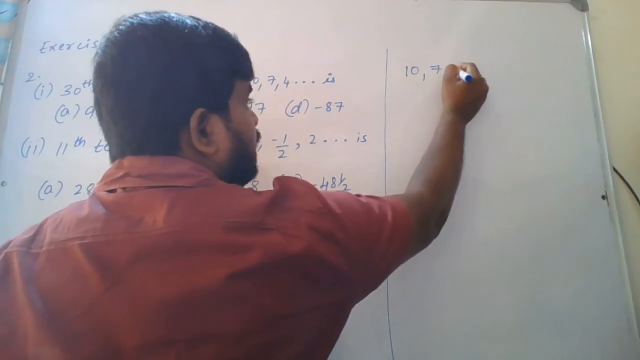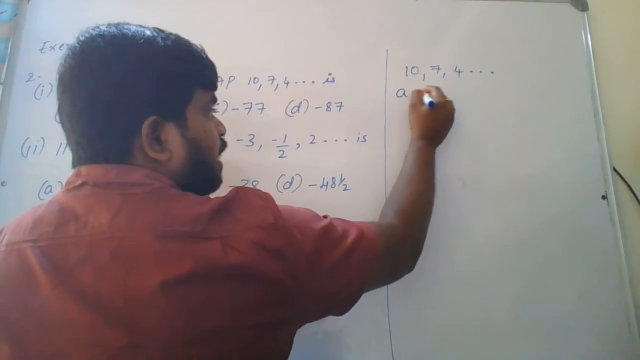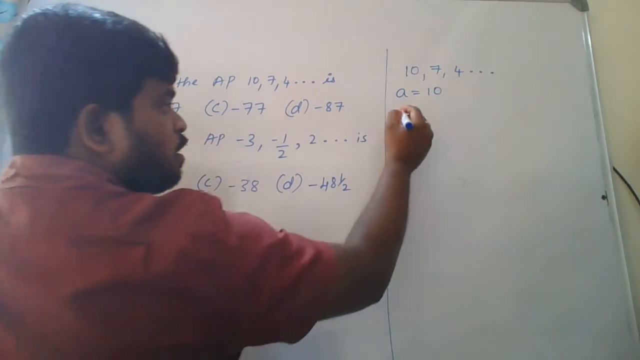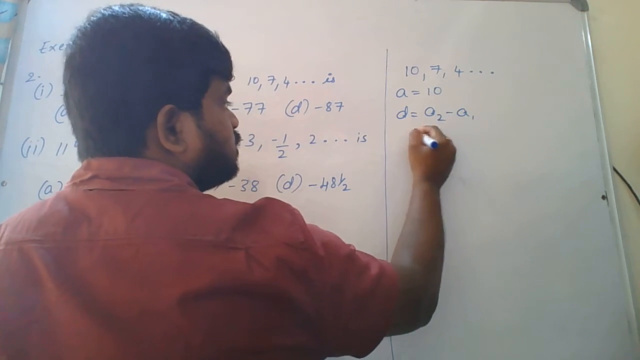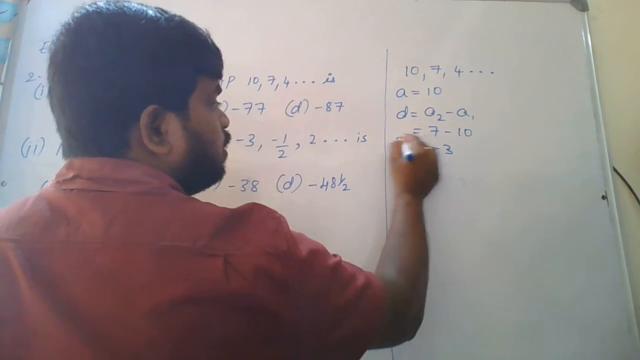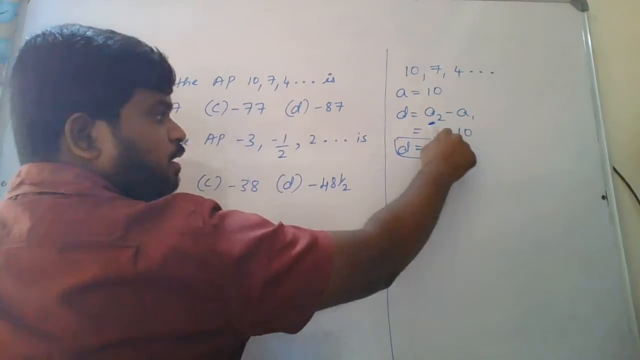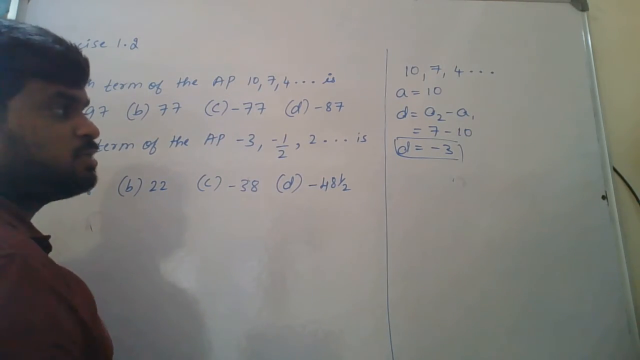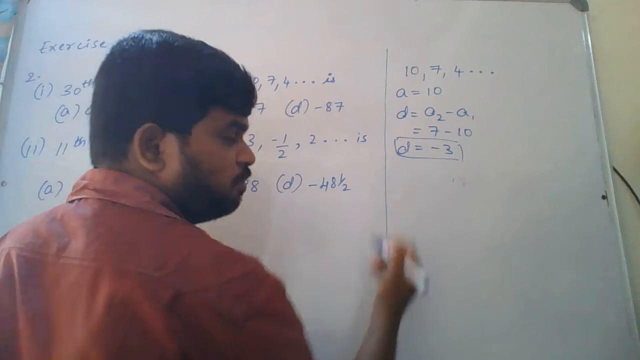The AP is 10, 7, 4, and so on. So here the value of A is 10. The value of D: how do you find D? Second term minus first term. So 7 minus 10 gives us -3. Whenever we subtract, 10 is the greater number, so it gets the negative sign. So 7 minus 10 is -3.